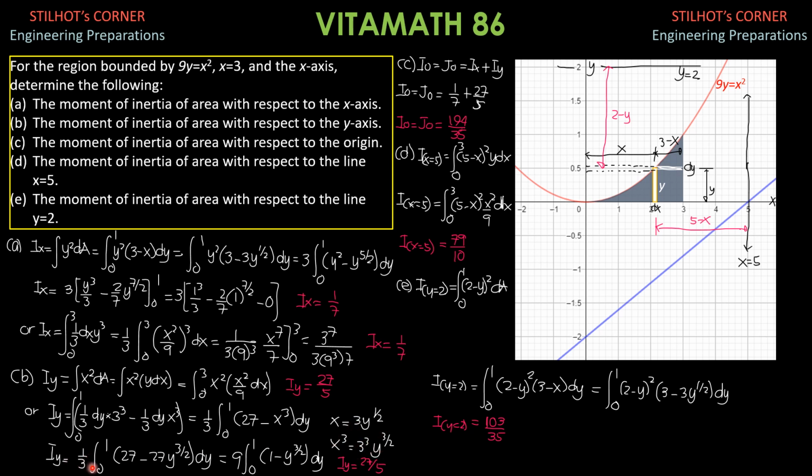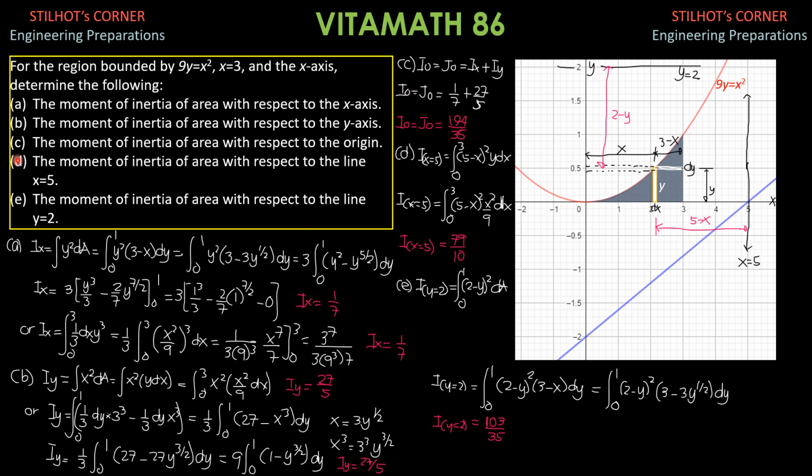So Iy is 1/3 integral 0 to 1 of quantity 27 minus x cubed, and x cubed is 27 y to the 3 halves. So that would be, factor out 27 over 3, so 9, then 1 minus y to the 3 halves. You can evaluate the integral as y minus 2/5 y to the 5 halves, or you may use your calculator. It will give us the same answer of 27 over 5.